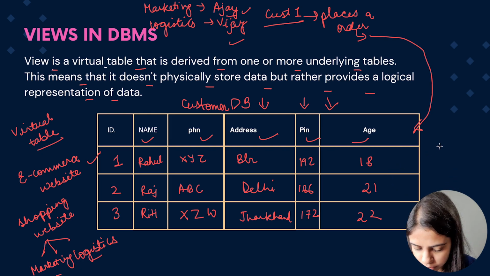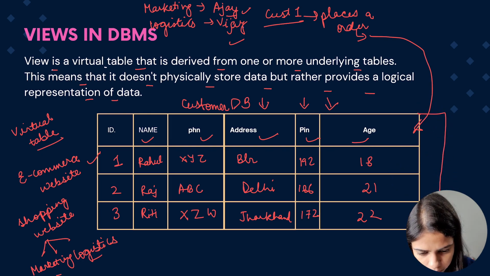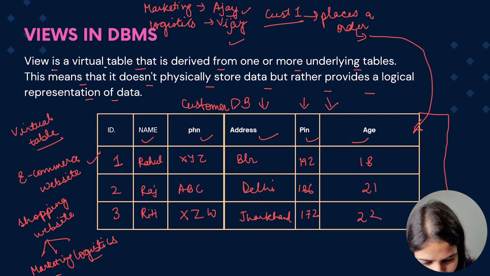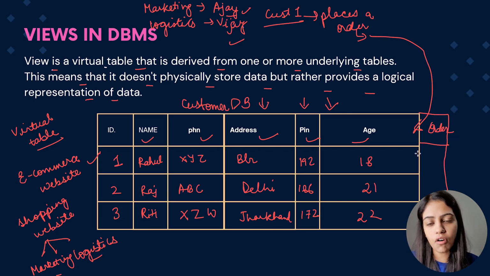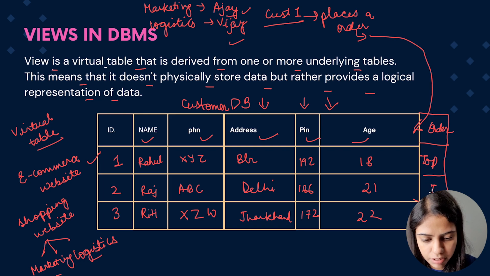There would be another field. Consider, just give me a second. Okay, yeah, actually there's no space. Okay, just forgive my bad handwriting. Consider there is one more column in the table, that is order. So consider that this person orders some top, this person orders some tea, and this person orders a skirt.